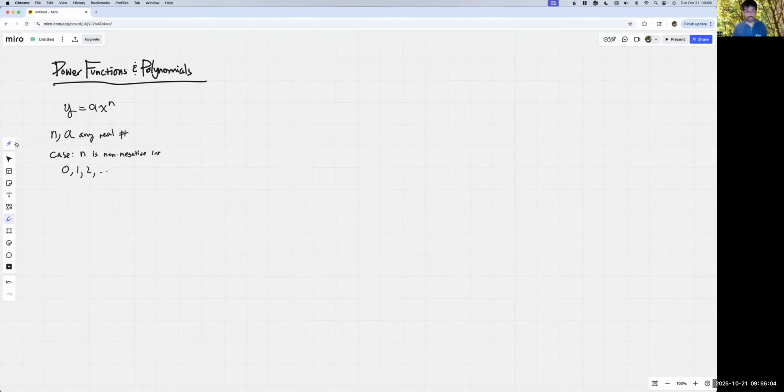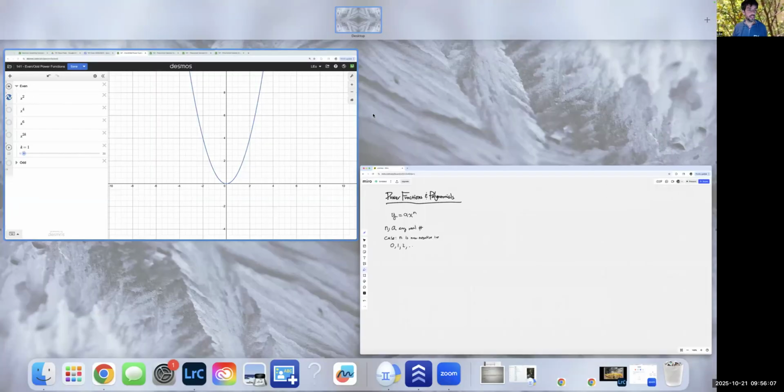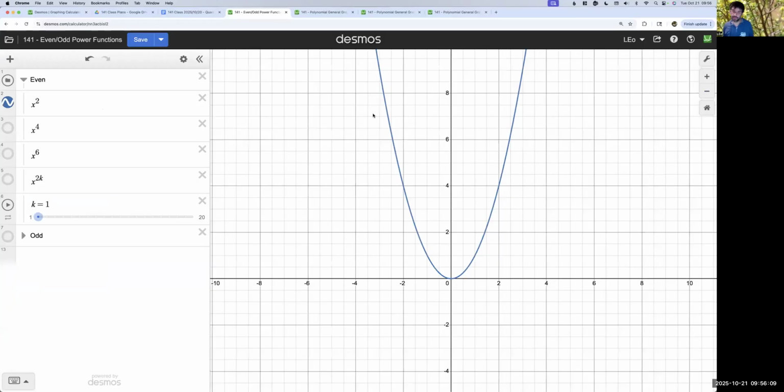Let's just take a look quickly at the power functions. We can really think about them in terms of even and odd powers, because those classes will give us the biggest distinctions. All the even powers are going to share some particular characteristics, and all the odd powers are going to share some particular characteristics. So here I have our simplest power function, x squared.